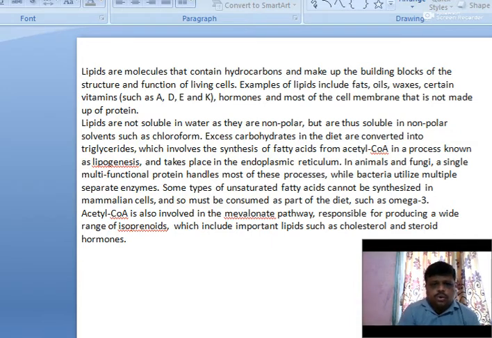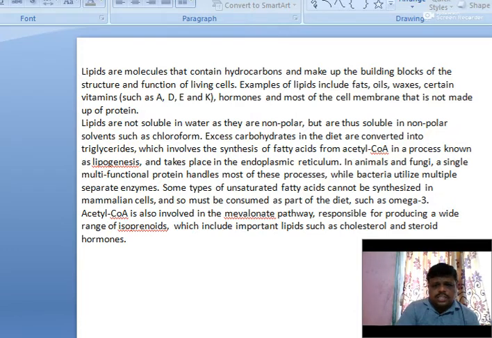Lipids are molecules that contain hydrocarbons and make up the building blocks of the structure and function of living cells. Examples of lipids include fats, oils, waxes, certain vitamins such as vitamins A, D, E, and K, and the hormones, and most of the cell membranes that are not made up of proteins. Lipids are not soluble in water, as I said earlier, as they are non-polar, but are soluble in non-polar solvents such as chloroform, benzene, etc.